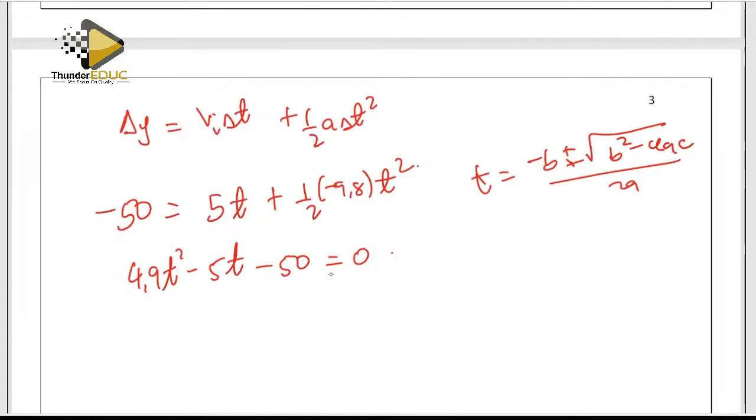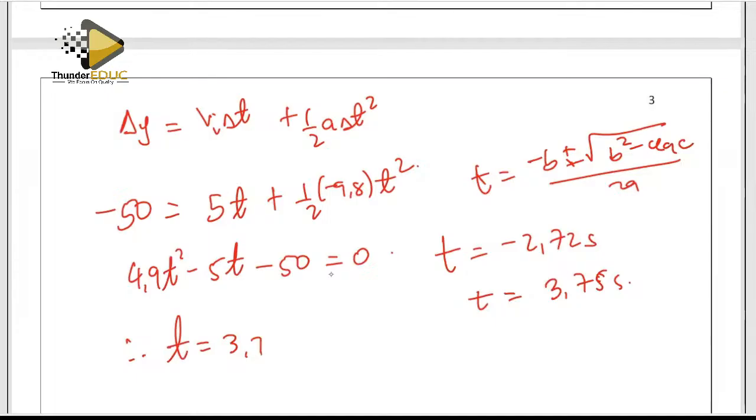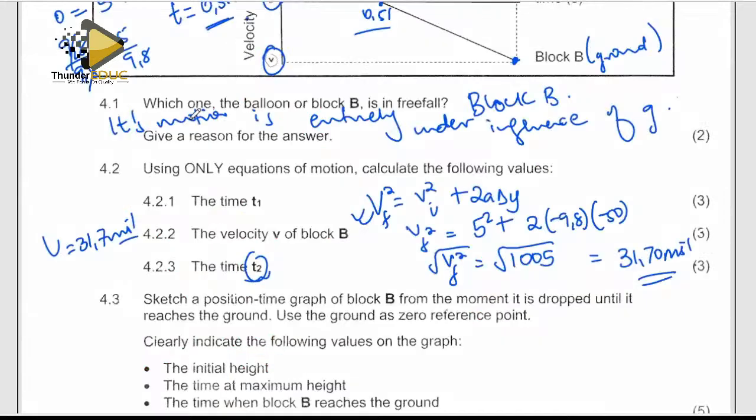what do we get here? Let's see, 4,9, minus 50. So I'm getting two answers: negative 2,72 seconds. Oh, and it's going to be 3,75 seconds. So we know that time can never be negative. So in this case, our t of interest is 3,75 seconds. Then we move on to 4.3.